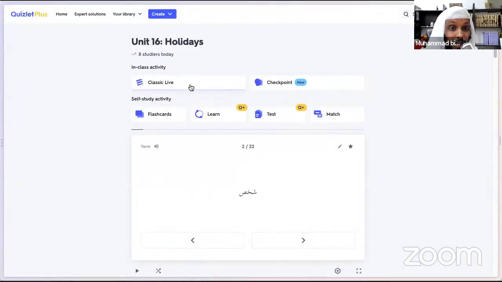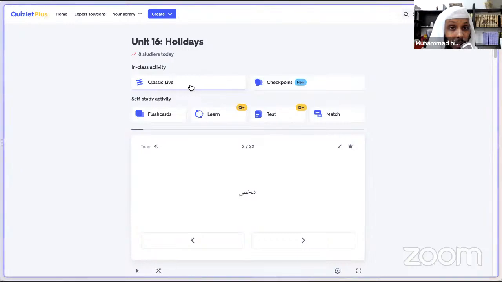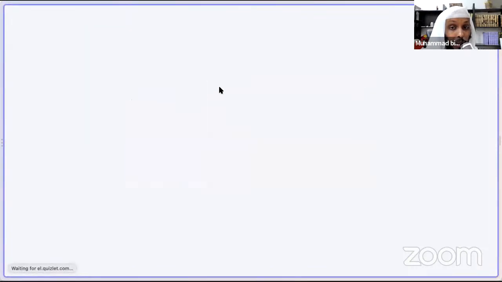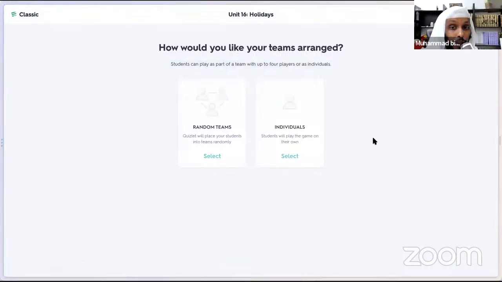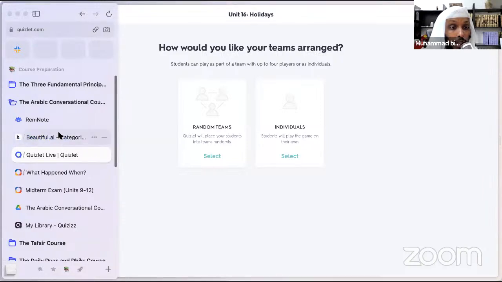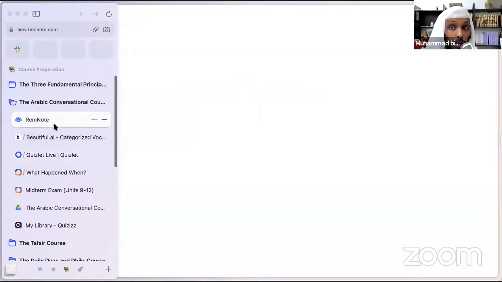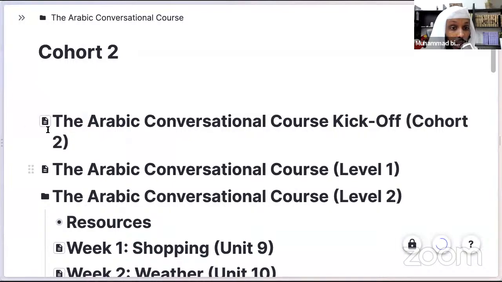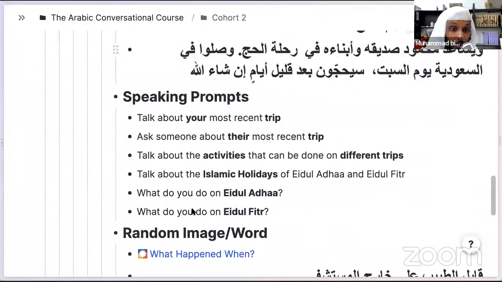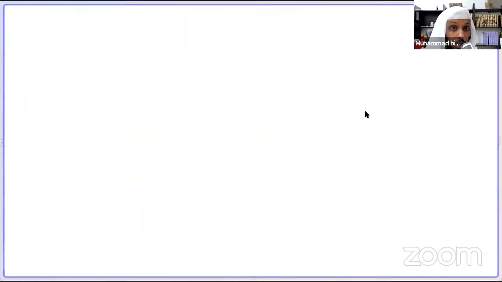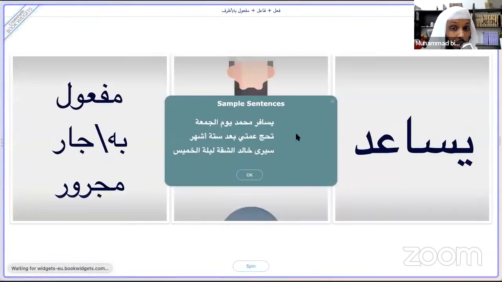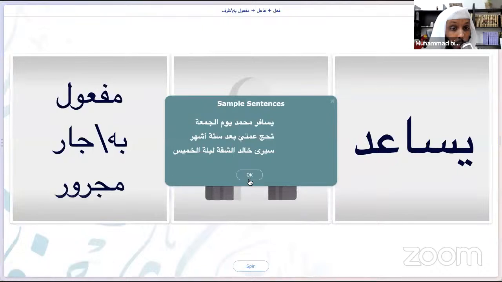Who's ready? Let's start with this one, the unit 16, and then after we might do a Quizlet on multiple units. Now, one more thing that we are going to do in the workshop in a moment, which I didn't get time to cover, is the random image word selection. So last week was called What Happened. This week is called What Happened When. Okay?